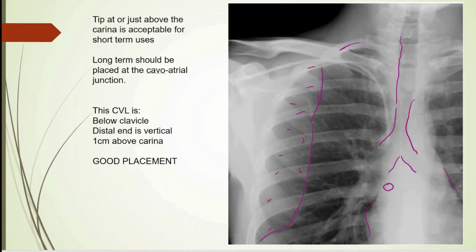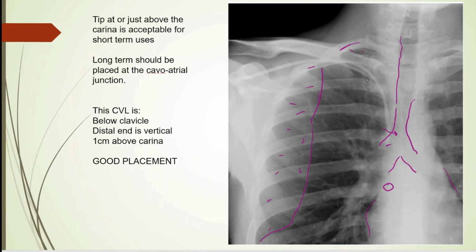You can see that the whole thing is below the clavicle, which you want. This distal end, it's important that it's vertical, so it's not horizontal where it might be pushing up against the vessel wall. We don't want that, obviously. And it looks like the tip, which is right here, is just above the carina. It looks like a centimeter or so above the carina.